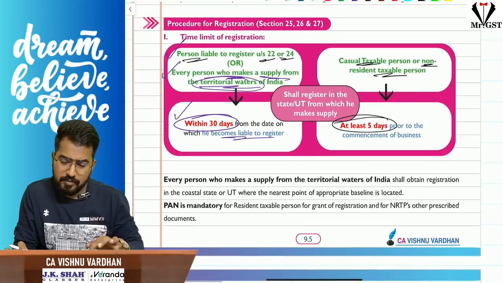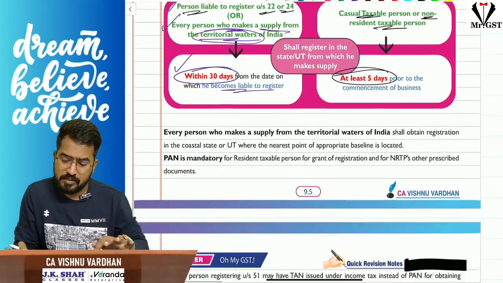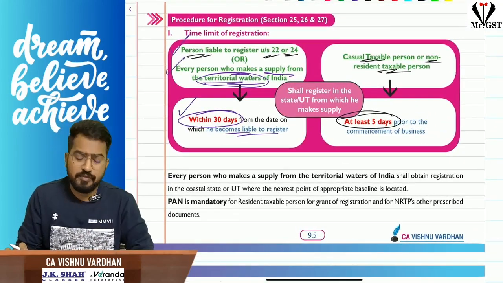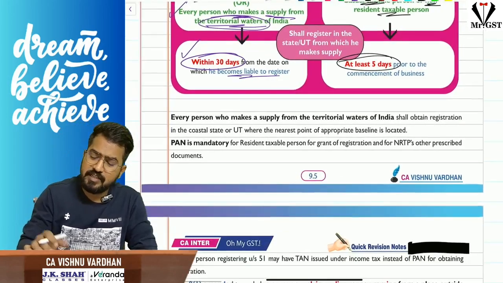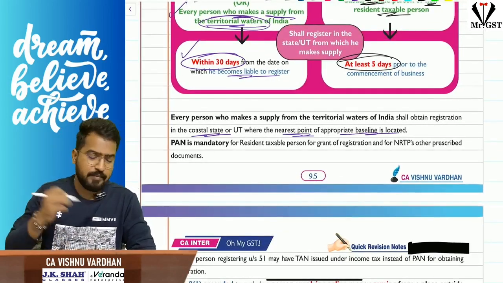And that is the procedure. So here within 30 days, here at least 5 days prior to the commencement of business. Okay. Sir, if I am supplying from territorial waters of India, which state I should apply for registration? Sir, the state which is closest to you, to the baseline, that will be the place.